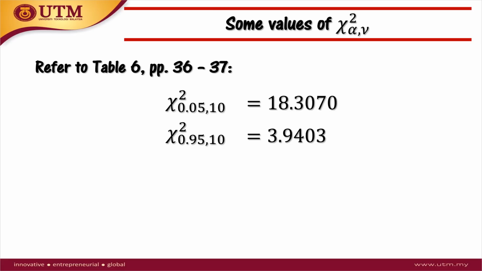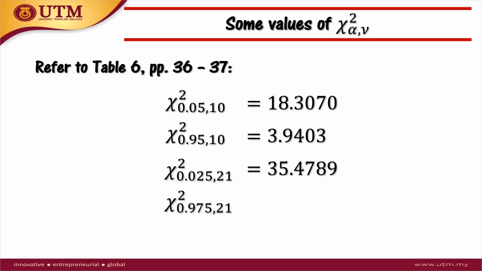Well done. You can also check that chi squared 0.025, 21 is 35.4789 and chi squared 0.975, 21 is 10.2829. Can you follow so far? Great!